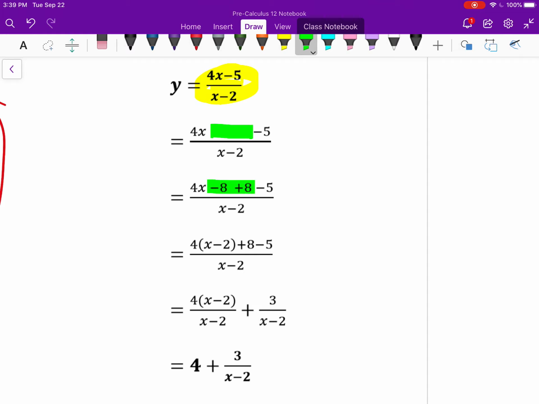Why do I do that? Well, first of all, minus 8 plus 8 is 0. So while I've changed the way the expression looks, I haven't changed what it means. I essentially added 0 to the numerator.